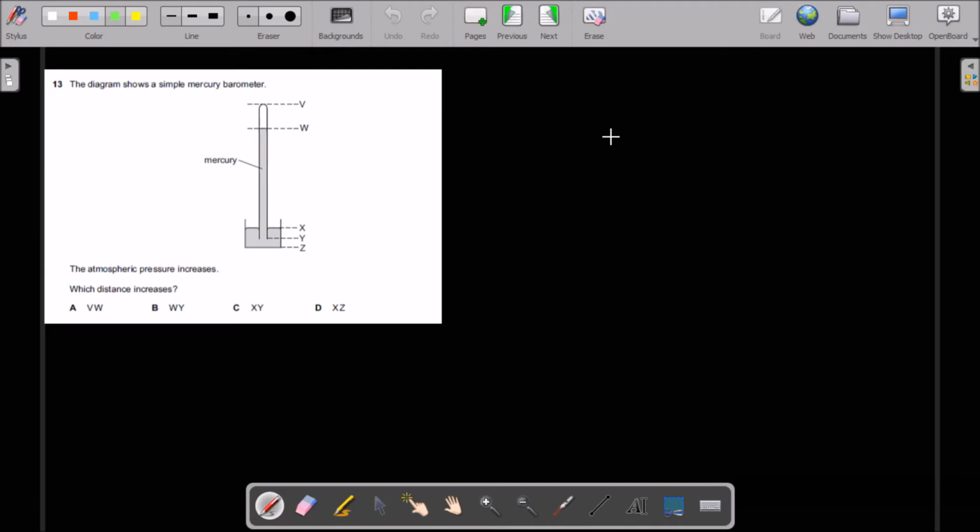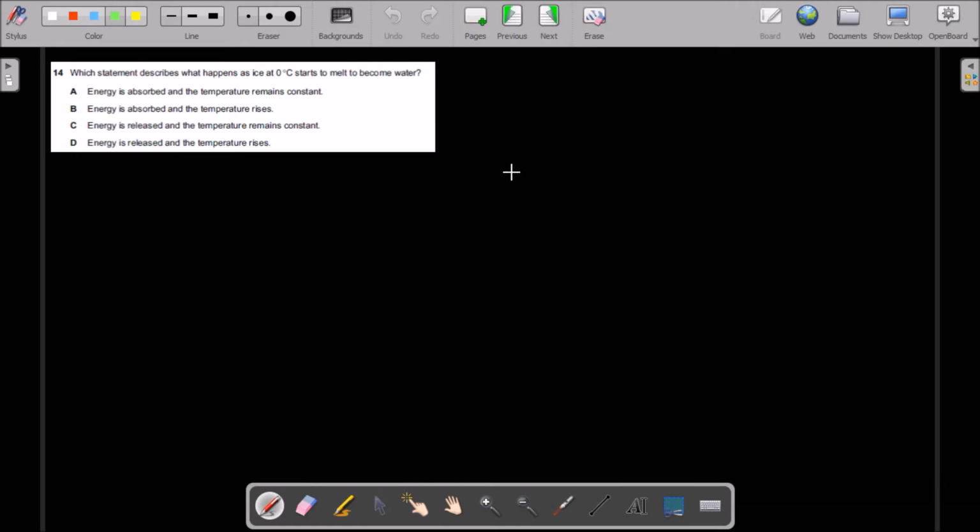Question 13. The diagram shows a simple mercury barometer. The atmospheric pressure increases. Which distance increases? We know that atmospheric pressure will be the distance between X and W if the liquid is mercury. But in the 4 choices, you cannot see X, W. That's why we should choose WY. So WY will be the right answer for this question.